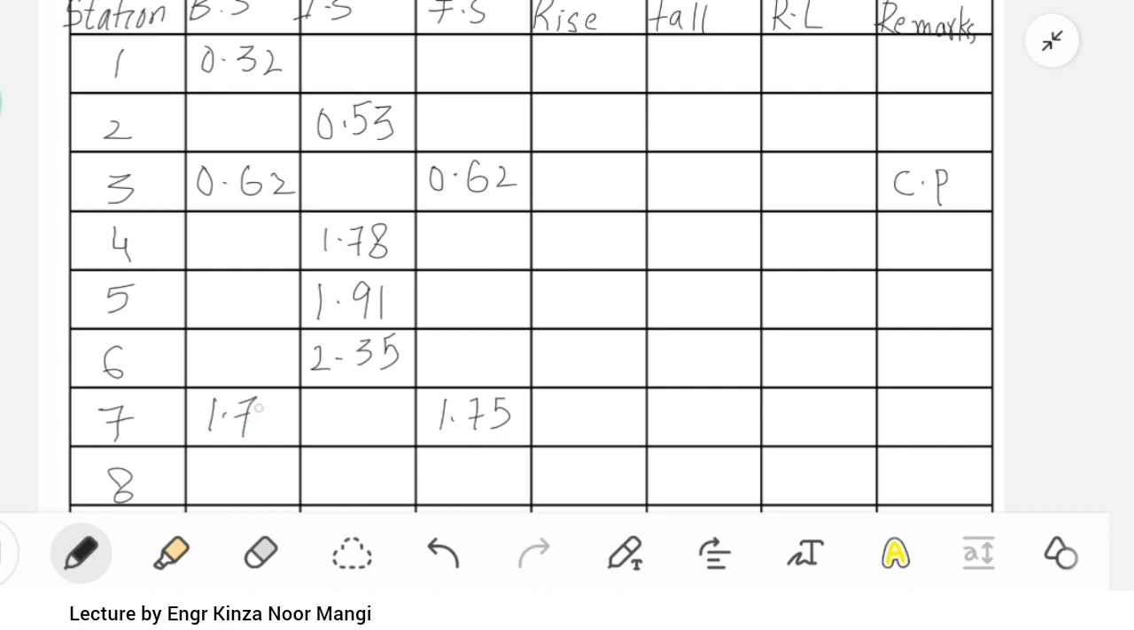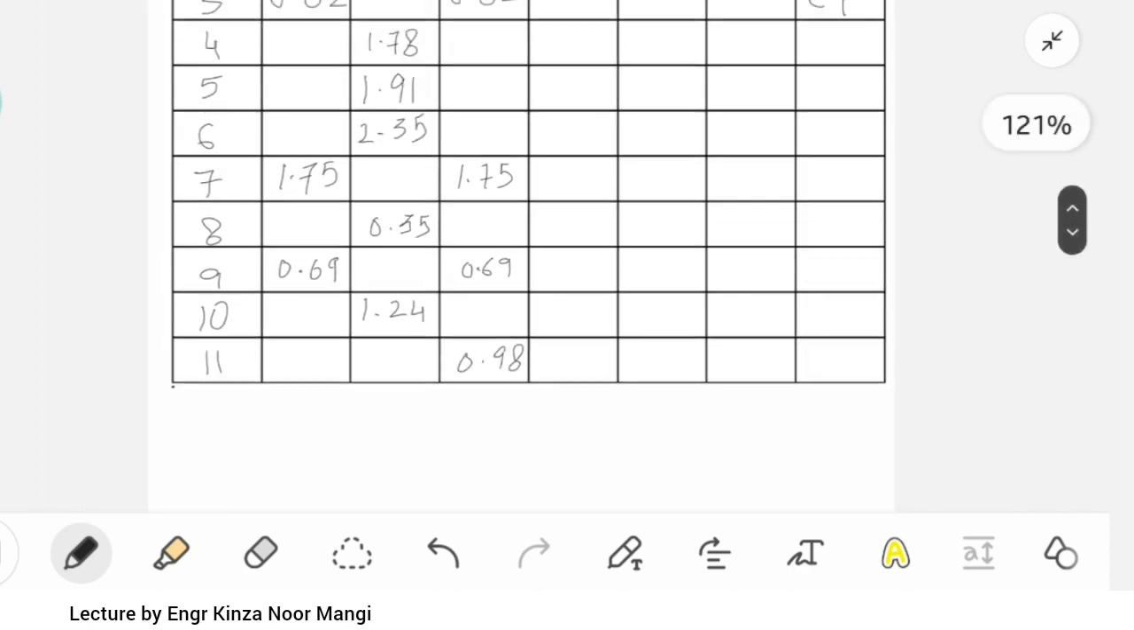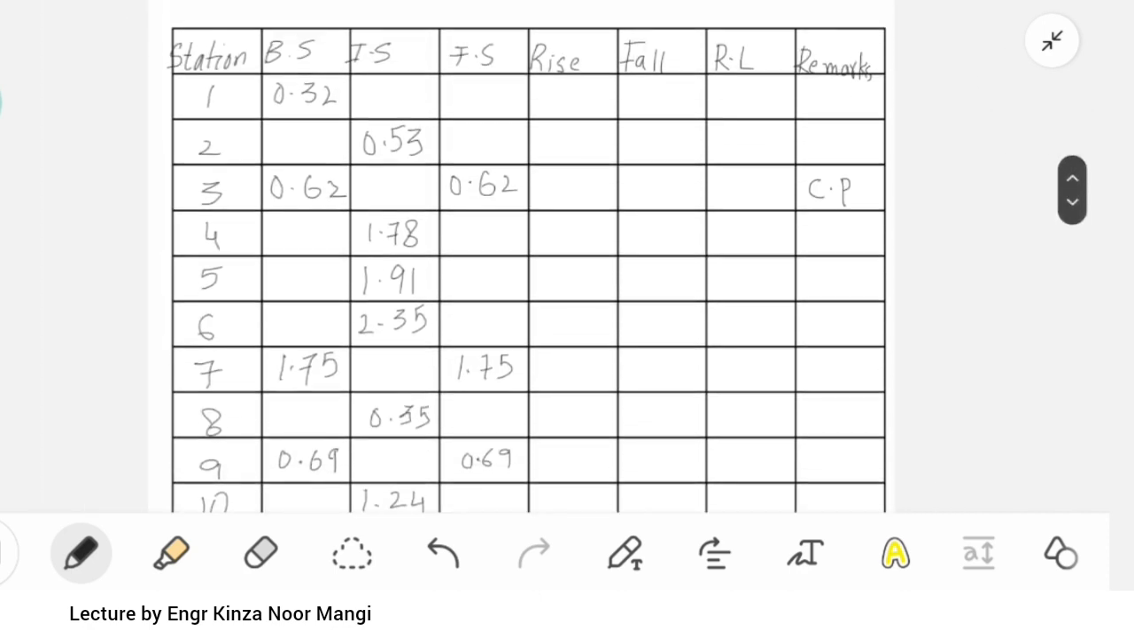Then followed by the intermediate sight reading, which is 0.35, and again at 0.69 the instrument has changed its position. Then again the backsight and foresight values will be the same, the backsight is followed by the intermediate sight, and the last reading is the foresight, which is 0.98. This is how we have input the values of the backsight, intermediate sight and foresight into the level book.